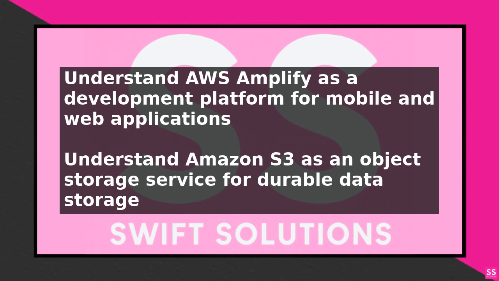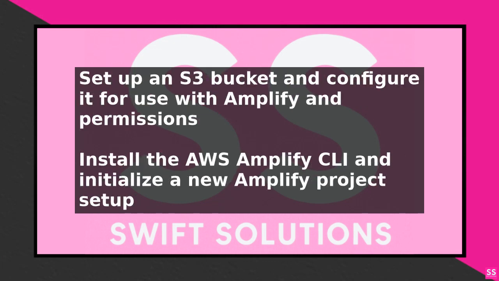The first step to optimizing AWS Amplify S3 integration is to set up an S3 bucket and configure it for use with Amplify. This involves creating a new S3 bucket, configuring the bucket policy to allow Amplify to access the bucket, and setting up the necessary IAM roles and permissions.